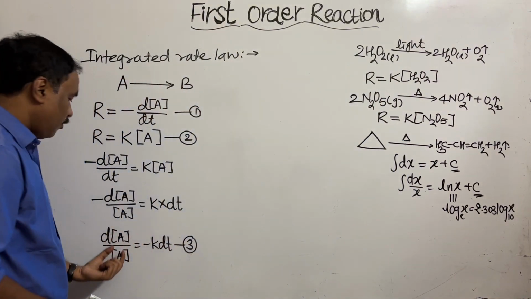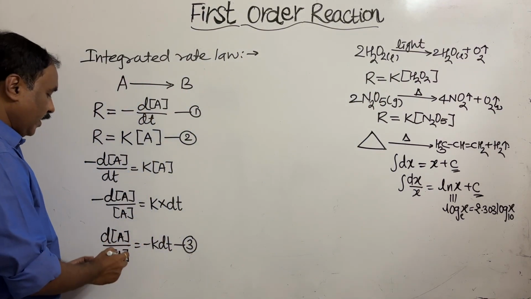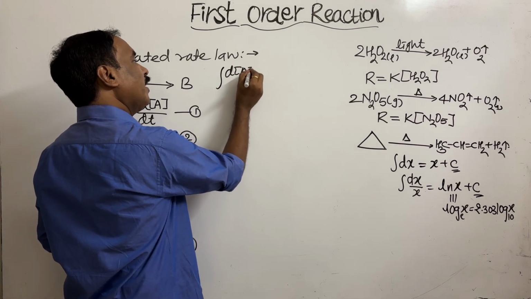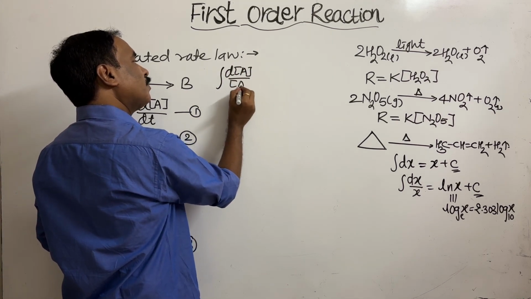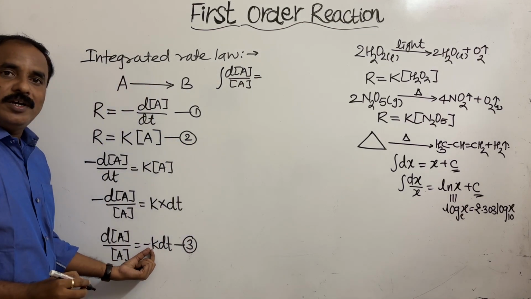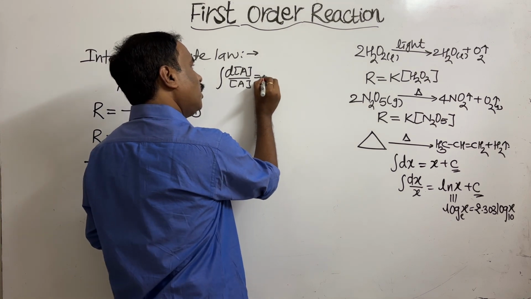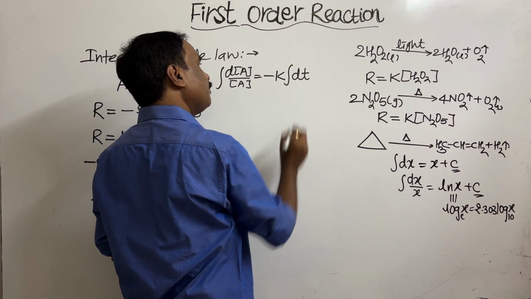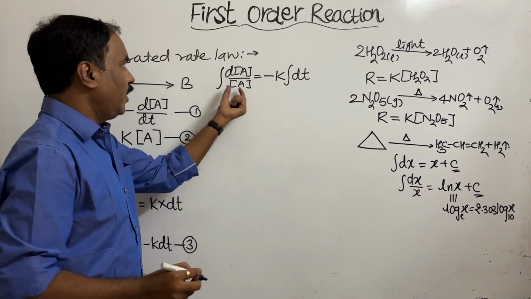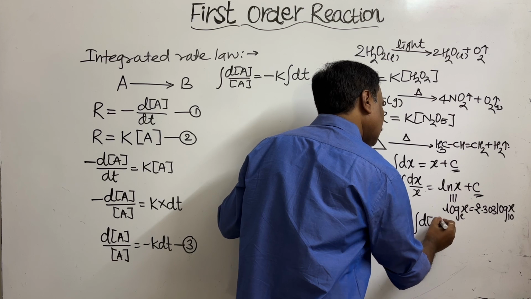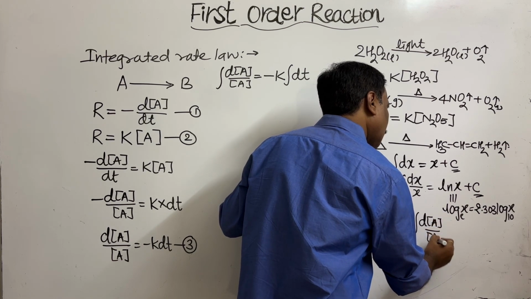तो यहां पर dA upon A, इसका इंटीग्रेशन लेना है. So integration of dA upon A is equal to, ये रेट कांस्टेंट है, we can take it outside of the integration, that is minus K into integration of dt. So इसका इंटीग्रेशन क्या होगा? Integration of dA upon A, it will be what?